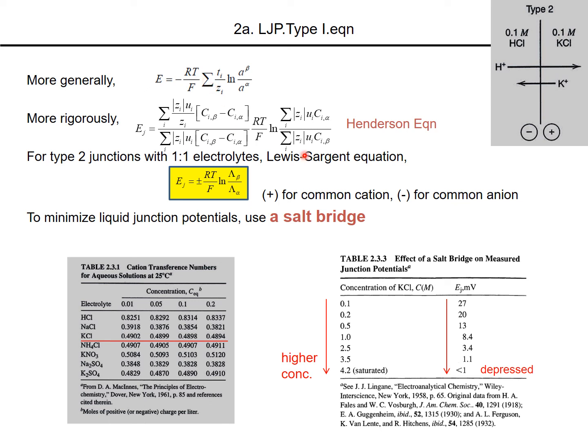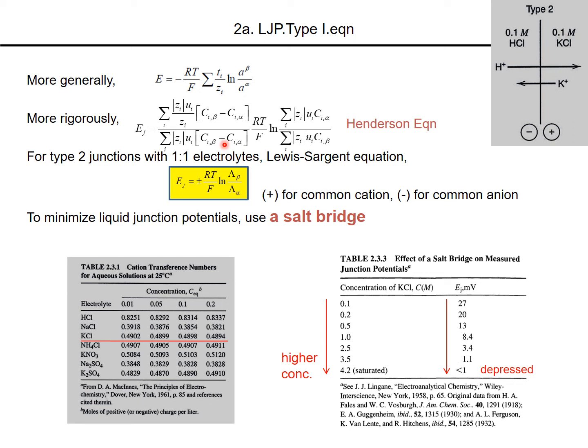Okay, then here are several equations. More rigorously, the junction potential can be described by the Henderson equation, just for your reference. This equation is enough for this class. Okay, those two equations are for the type 1 liquid junction potential.